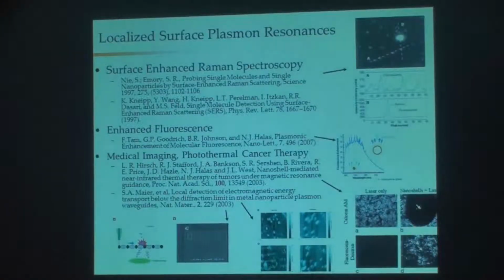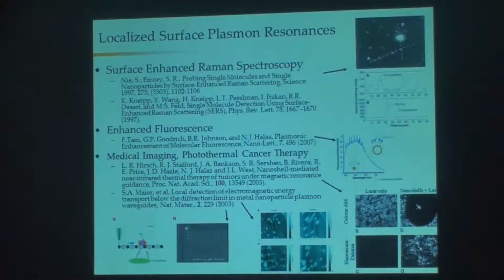So where do we see these sorts of things popping up? Surface enhanced Raman spectroscopy would be an example. You can get enhanced fluorescence. Some of the most interesting work using localized surface plasmons comes from medical imaging and photothermal cancer therapy. And the reason for that is because despite all of the hype that's gone into the fields of plasmonics and metamaterials, there's really one thing that plasmonics and metamaterials are very good at doing, and that is absorbing light. And unfortunately, in most instances, that's exactly the opposite of what you want these structures to do.